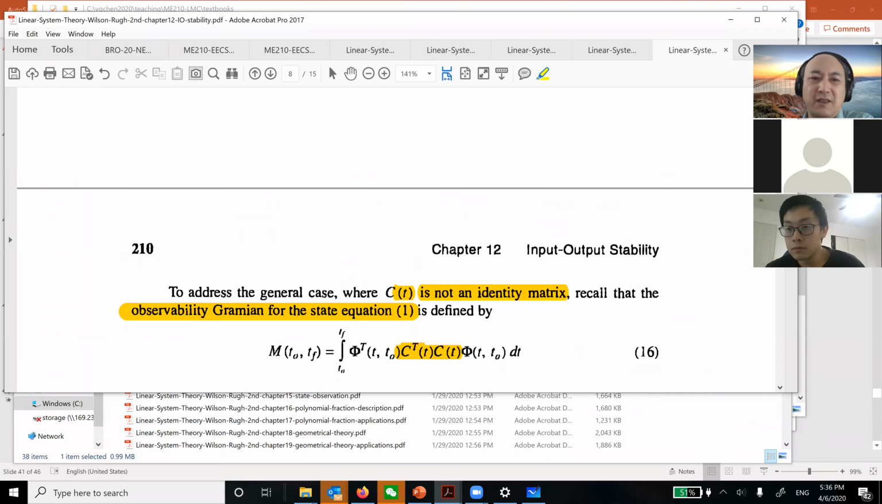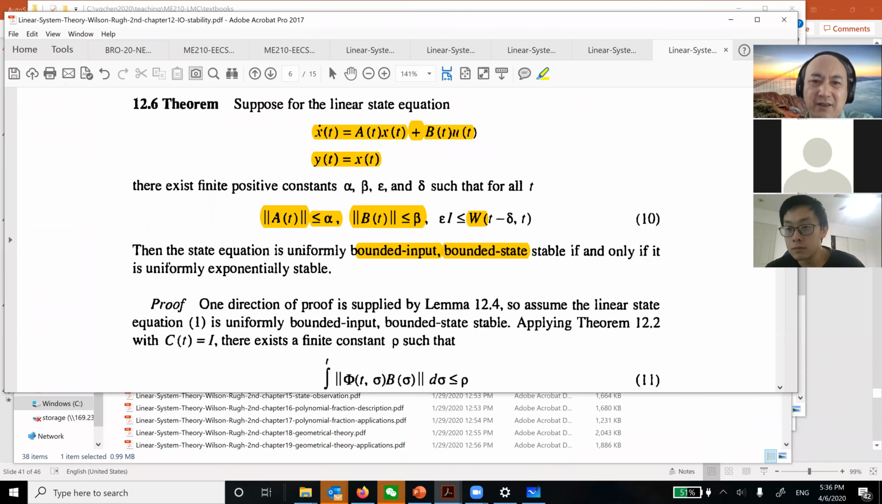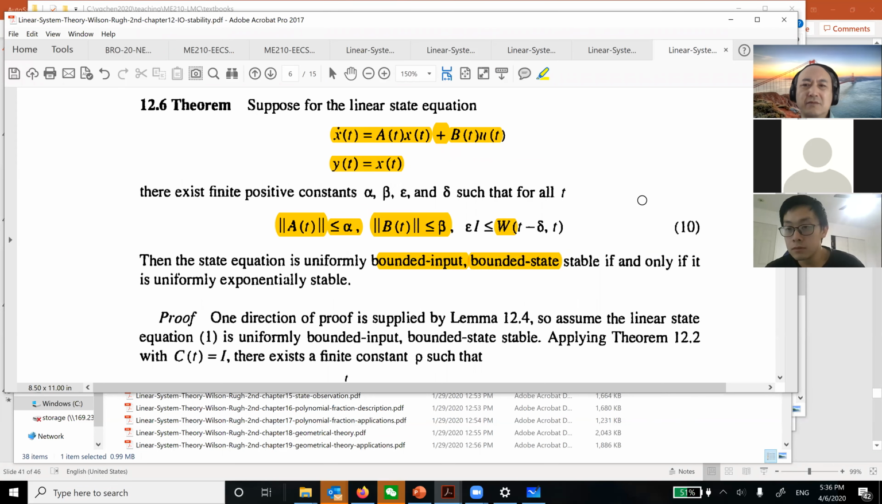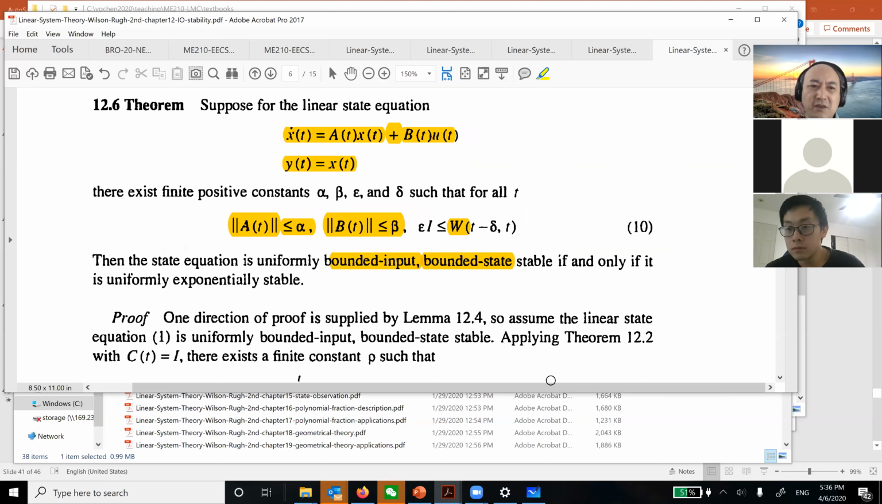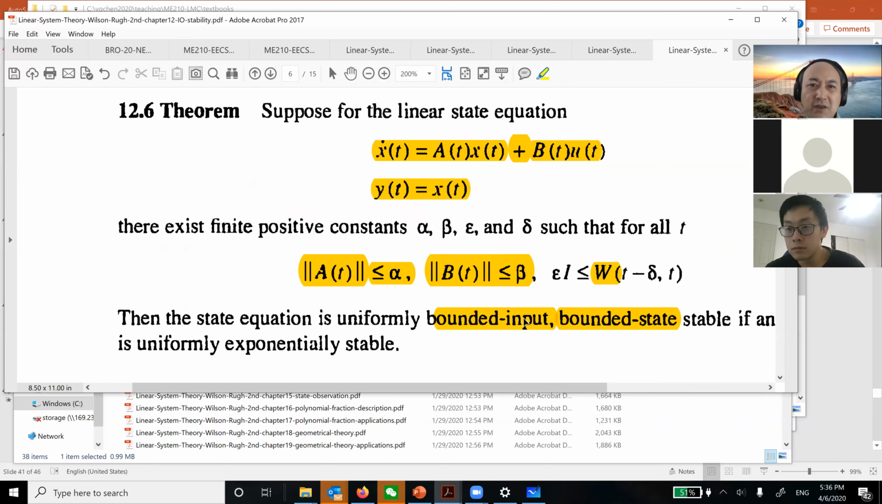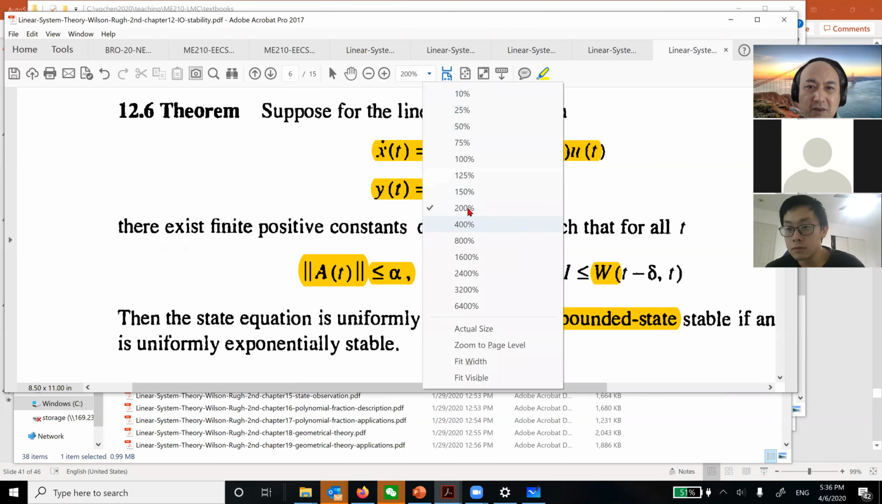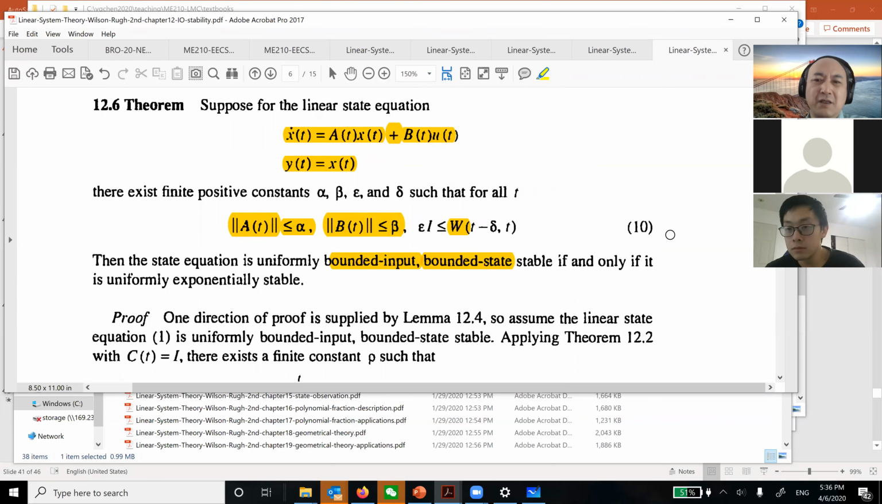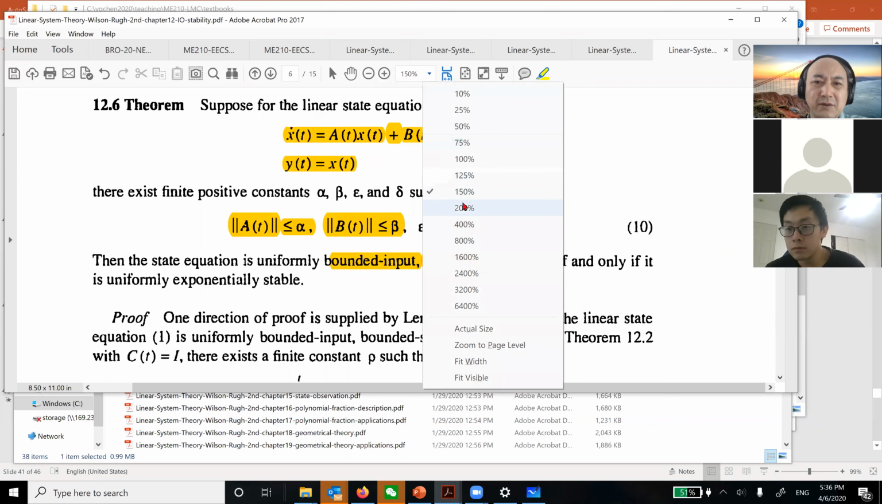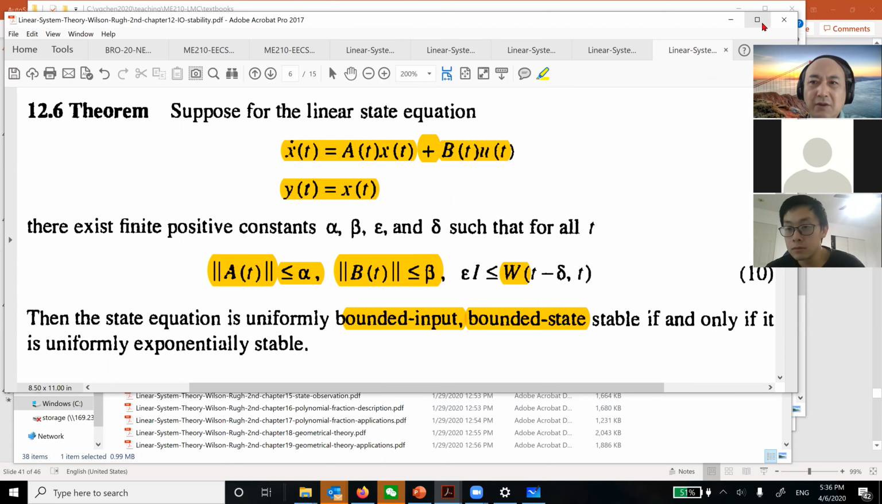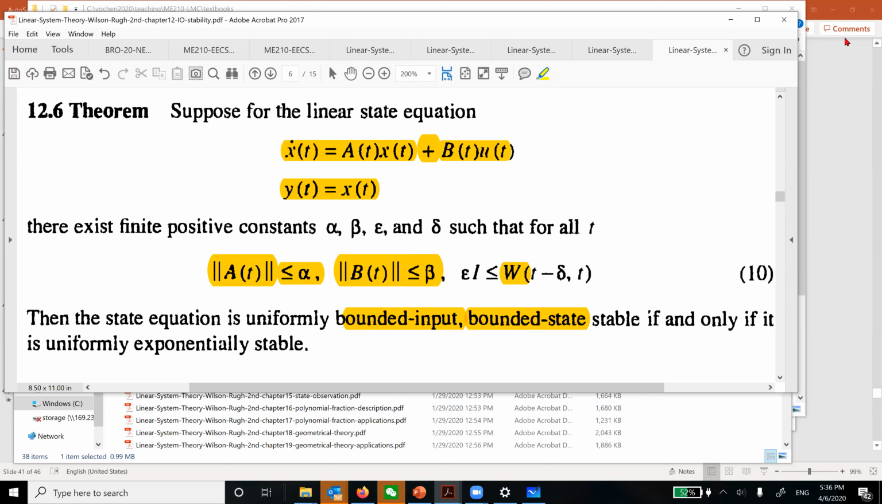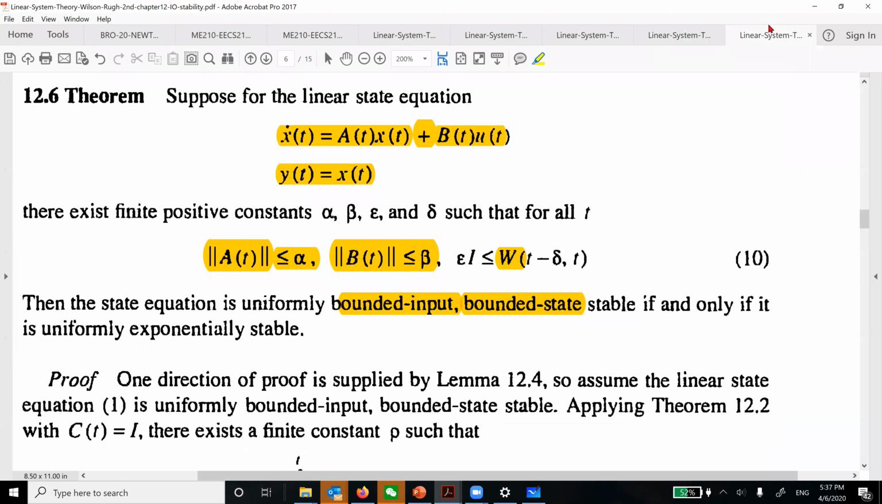Let's walk through the BIBS, bounded input, bounded state. This one. Okay, a little bit bigger. Smaller. Bigger. That's too big. Okay. So let's do it this way. Yeah, so this is good.